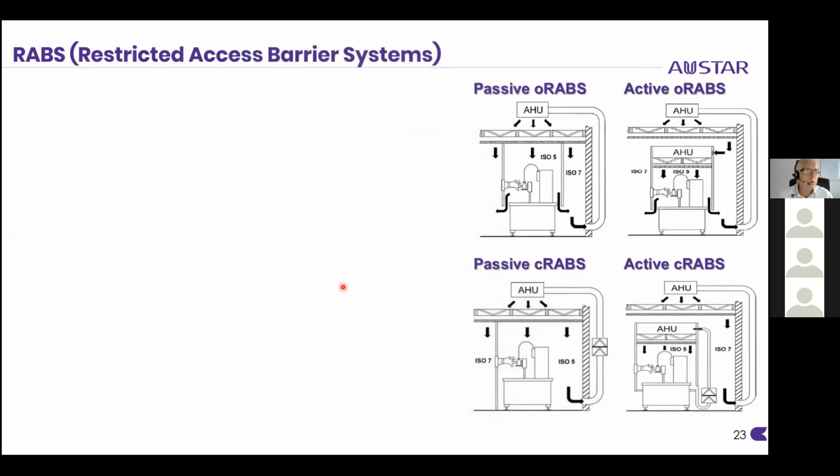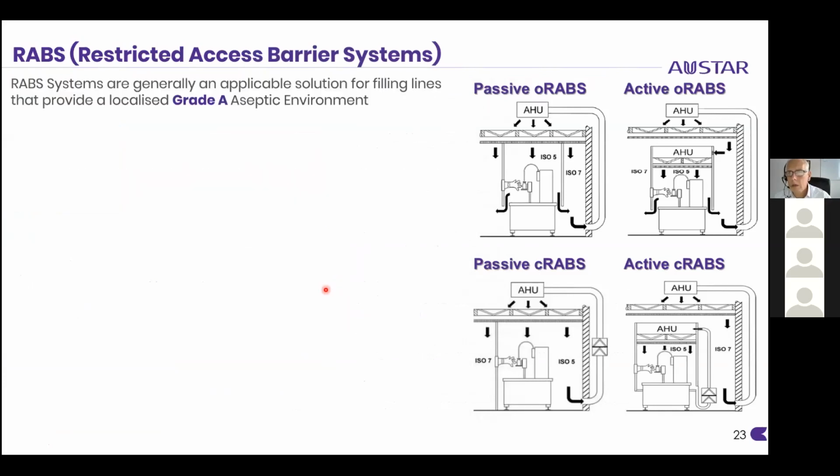So the next subject would be restricted access barrier systems. Now, there are quite a lot of different variations, but they all create a grade A aseptic environment inside the containment enclosure. Barriers here and here. Now you will see the different types. There is passive and active, and there's also open and closed.